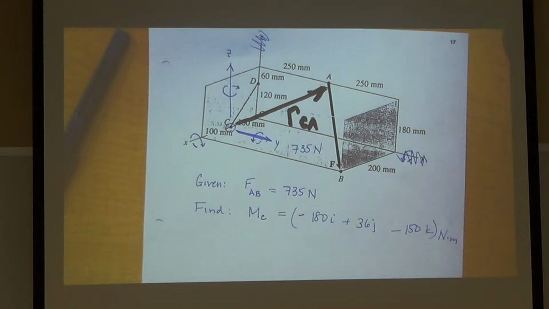Mark, how do I calculate what the total moment is about C? I don't know. Okay, so this represents what? The X component of the moment, right? This represents the Y component, and this represents the Z component.